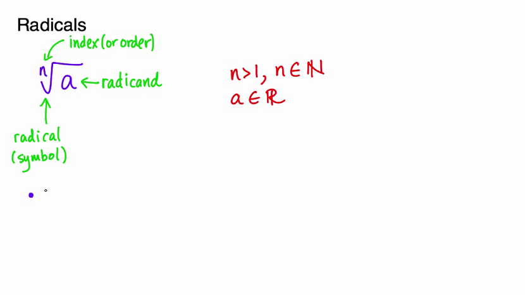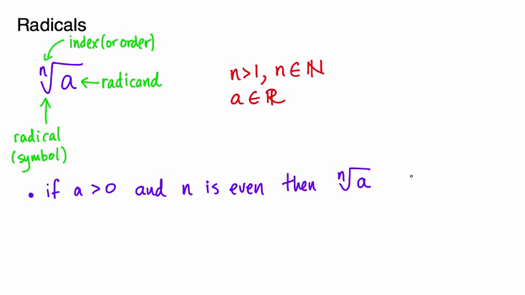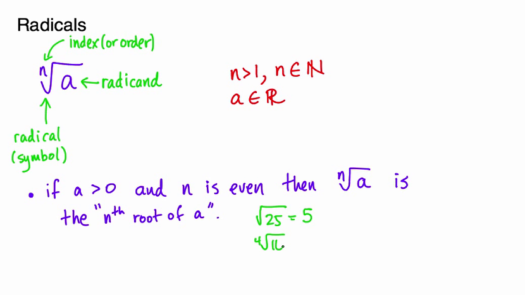First of all, if the radicand a is greater than 0 and the index is even, then we have the nth root of a. So for example, we could have the square root of 25, we can calculate that, we can have the 4th root of 16, we can calculate that, we can have the 6th root of 200, we could probably get a calculator to calculate that for us, etc., etc. So the a value is bigger than 0, and the index is an even number.